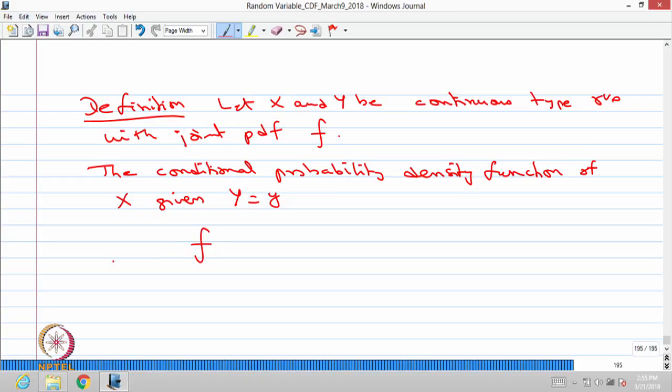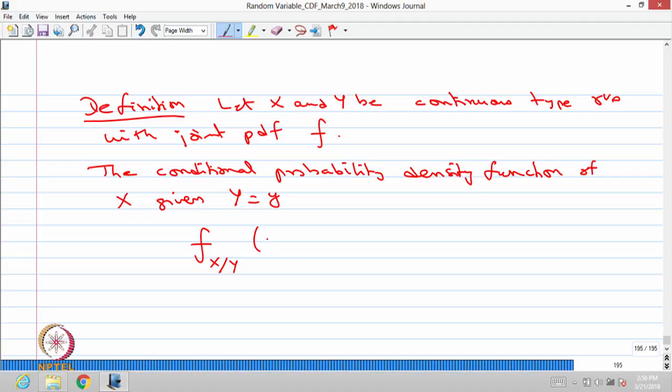small f. I am using a small f for the probability density function and capital F for the CDF, but in the suffix I am going to use the notation X slash Y. That means it is a conditional probability density function of X given Y. Again, this is a function of x and y, but you have to treat y as a constant. This is the same as the joint probability density function divided by the marginal distribution of Y, or the probability density function of Y.